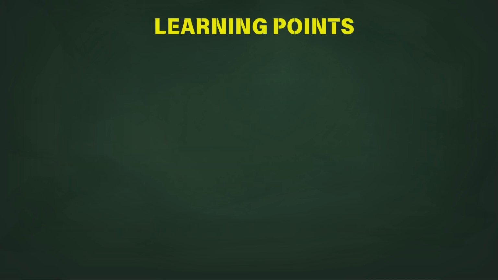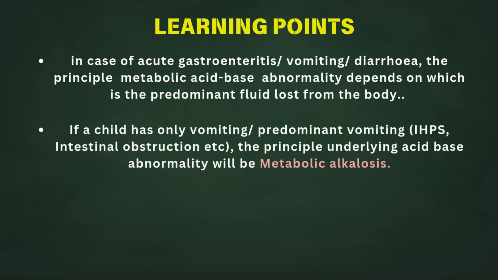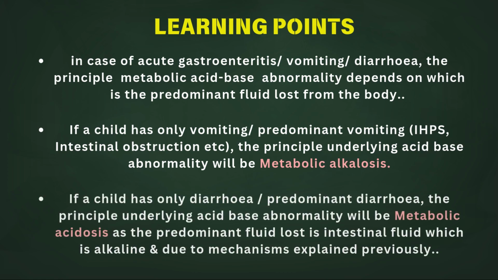So the take home message from today's discussion is: number 1, in case of acute gastroenteritis or vomiting or diarrhea, the principal metabolic acid-base abnormality depends upon which is the predominant fluid that is lost from the body. For example, if the predominant fluid that is lost is in the form of vomiting, that is the gastric juice, which is acidic in nature, the main acid-base abnormality will be metabolic alkalosis. Similarly, if the predominant fluid lost is the intestinal fluid, which is alkaline, in the form of diarrhea, the predominant acid-base abnormality will be metabolic acidosis.